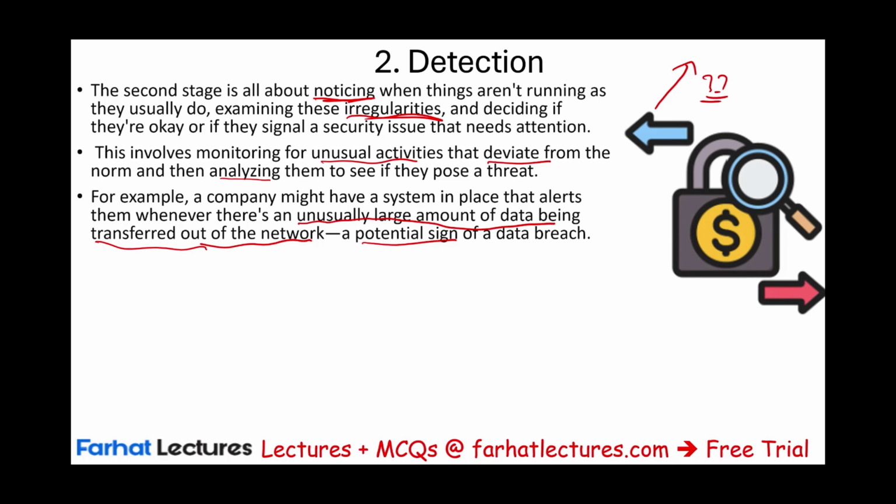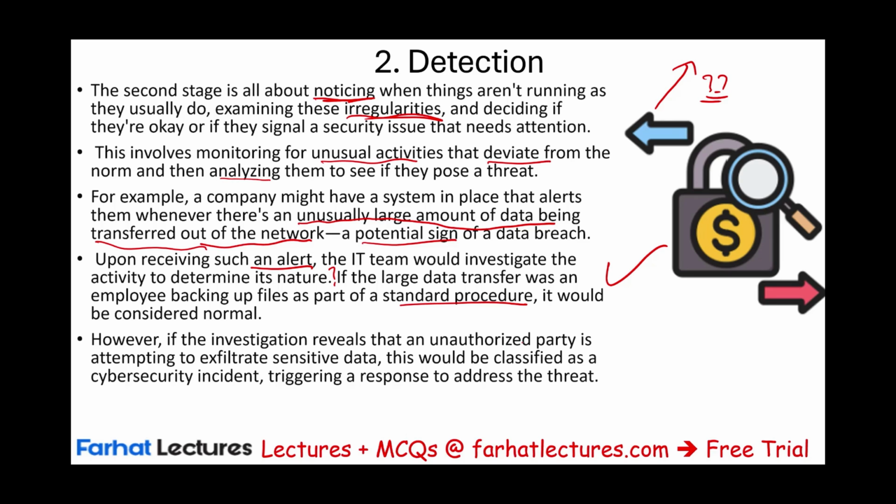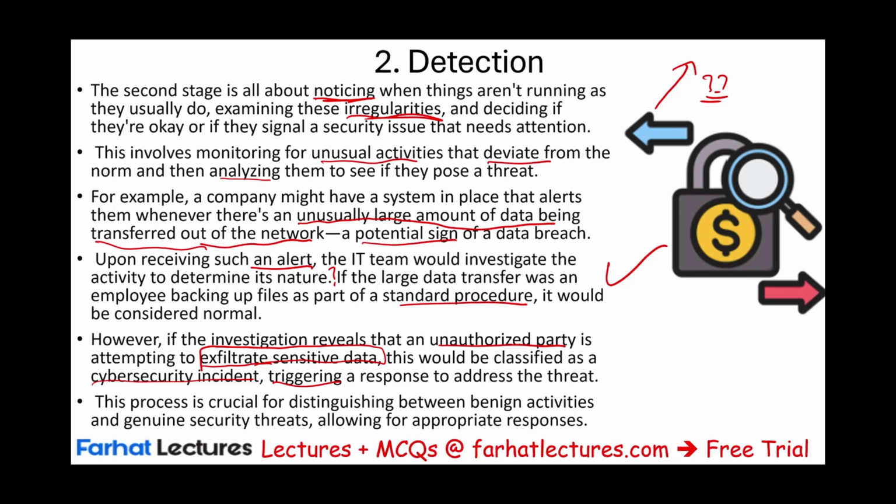Why is this happening? So upon receiving such an alert, the IT would investigate the activity to determine its nature. What's happening? If the large data transfer was an employee backing up files as part of standard procedure, then it's justified and it's okay. If the investigation reveals that an unauthorized party is attempting to exfiltrate sensitive data, it means get it out of the system, this would be classified as a cybersecurity incident, triggering a response to address the threat. Now, this process is crucial for distinguishing between benign activities, benign means they don't affect us, and genuine, real security threats, allowing for appropriate response.